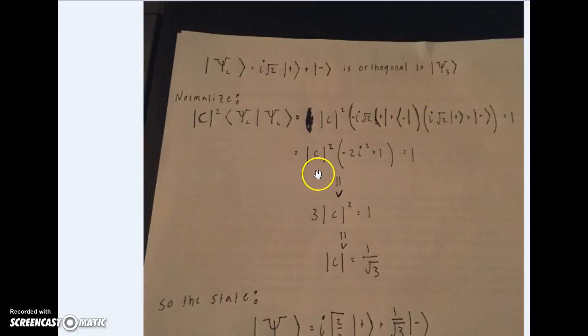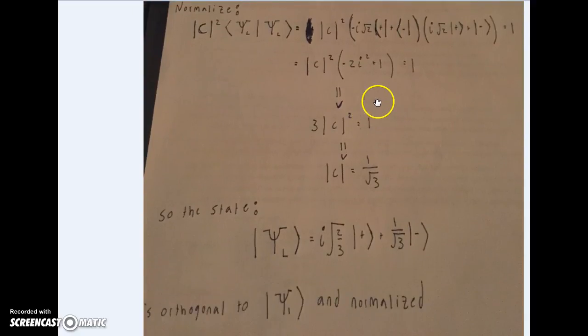When we do out this inner product, we get 3 times the modulus of c squared should be 1. So what we want to scale our vector by to make it unit length should have modulus 1 over root 3. So I just choose c to be 1 over root 3. Then this state, psi L, equals i times the square root of 2/3 times the plus basis vector plus 1 over root 3 times the minus basis vector. We know that this is orthogonal to psi1 and normalized. They ask us to do the same thing for psi2 and psi3. I'll show you the calculations, but I won't go very much in depth because the idea is very much the same.